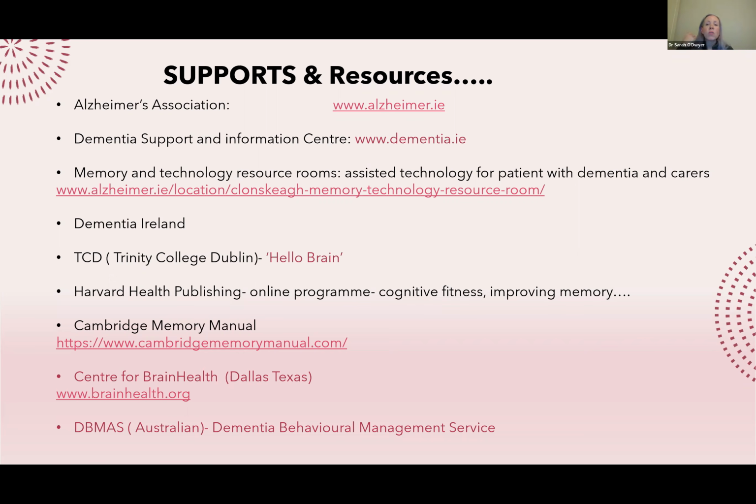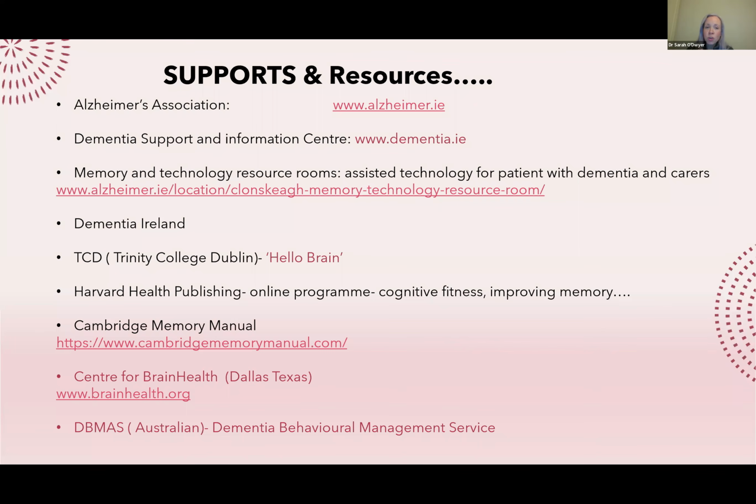So the Alzheimer's Association is an excellent resource, for carers in particular. There's a lot of information for carers, but there's also a lot of information about dementia in general, about management of it, about treatment care plans. There's a lot of resources available. The Dementia Support and Information Service also has a lot of information.